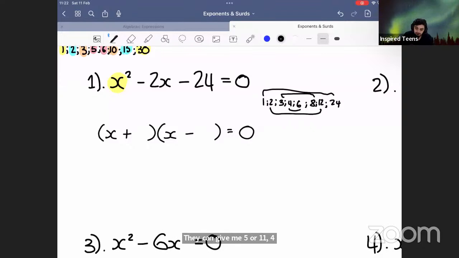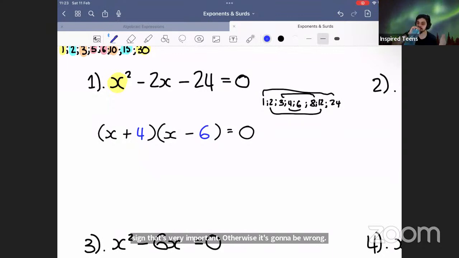Exactly, perfect, right? But keep in mind, we have to have negative 2x. So when we do outer inner, we need to make sure that 6 is negative and 4 is positive, so that we get negative 6x plus 4x to give us negative 2x. So that's important where we put it, with which sign. That's very important. Otherwise, it's going to be wrong if you have x minus 4 and x plus 6. Okay, so I hope that makes sense.